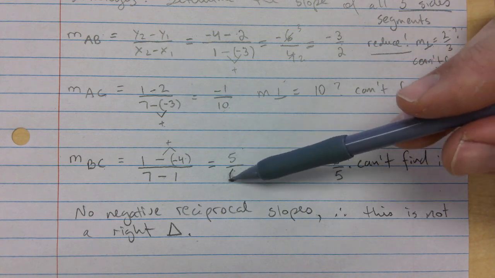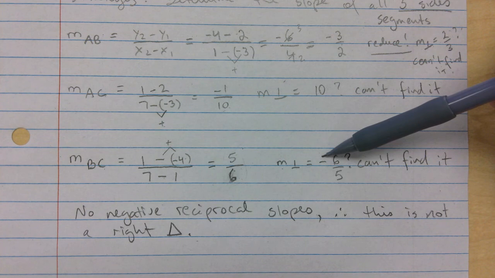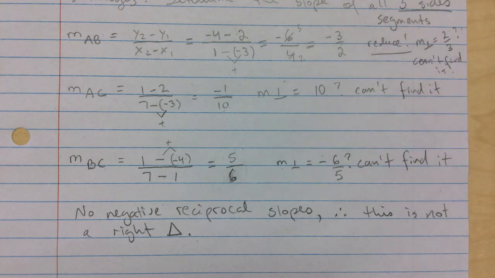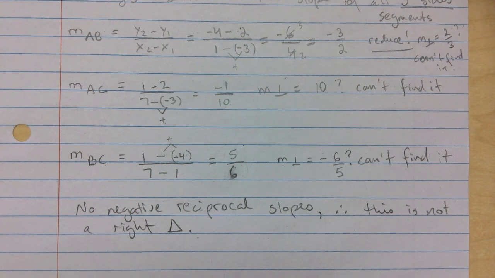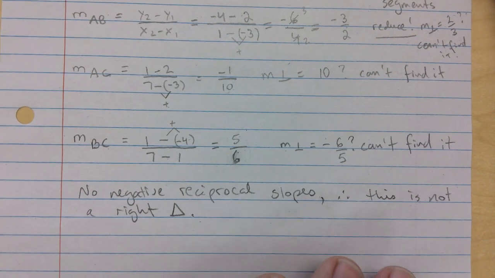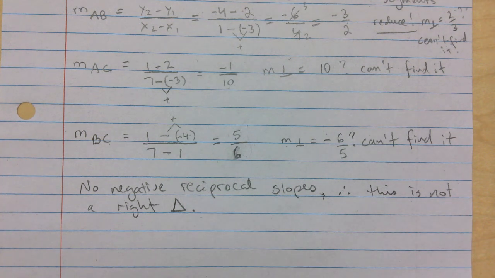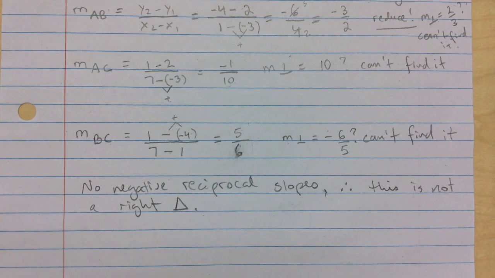5 over 6, changing the sign would be negative. Flipping it would be 6 over 5. If you can't find it anywhere, then that's it, right? You do not have any negative reciprocals. Therefore, this is not a right triangle. That's it. Okay. So keep that in mind.